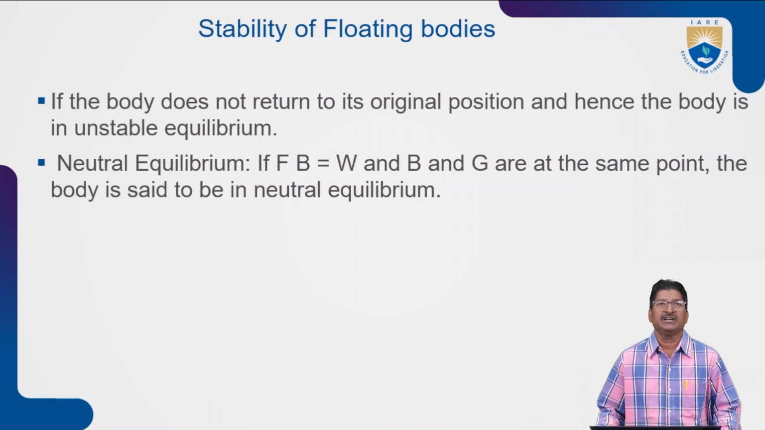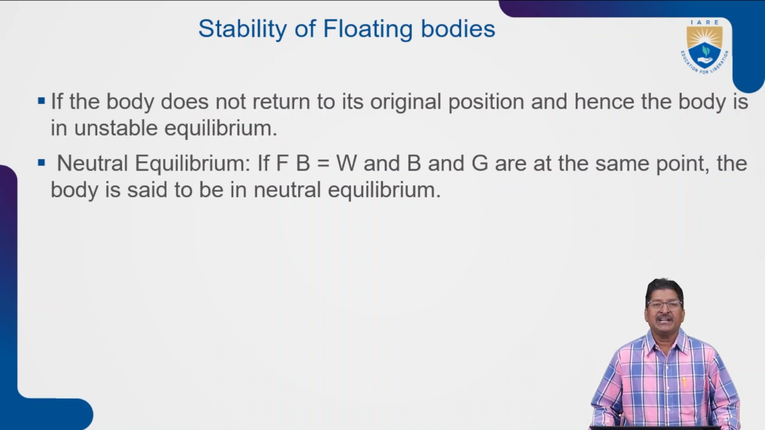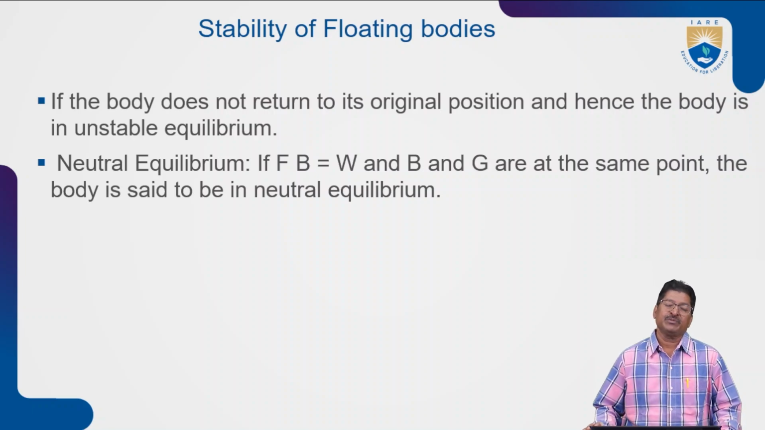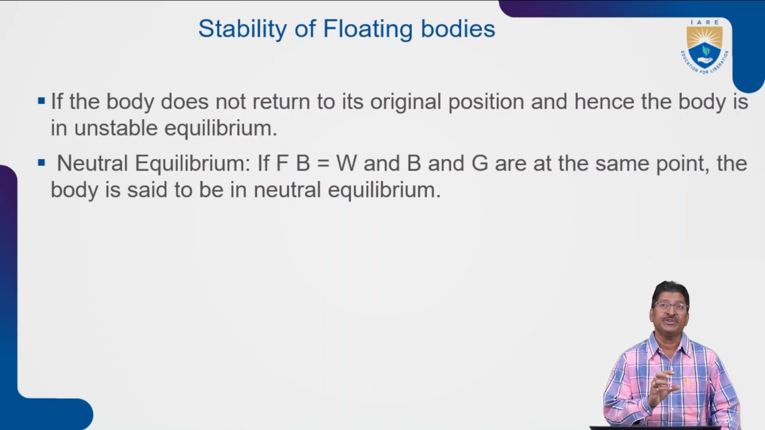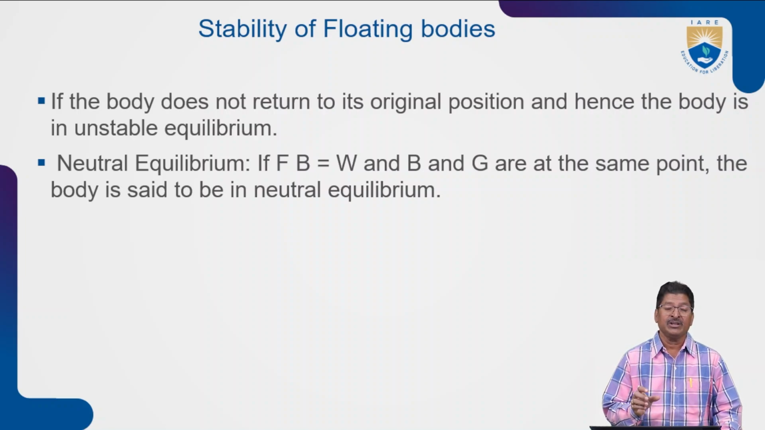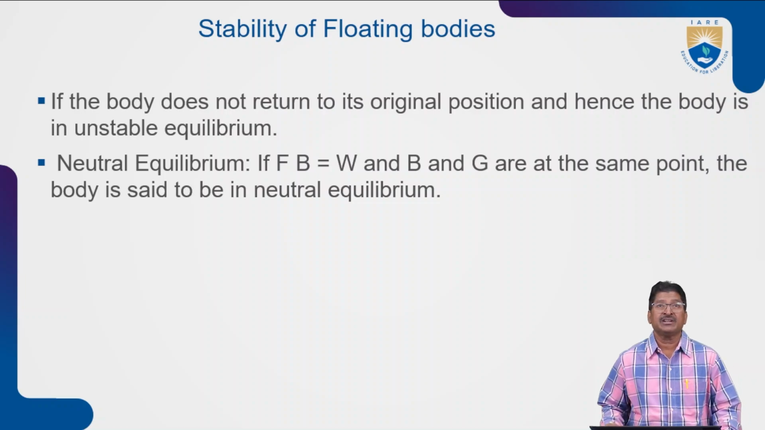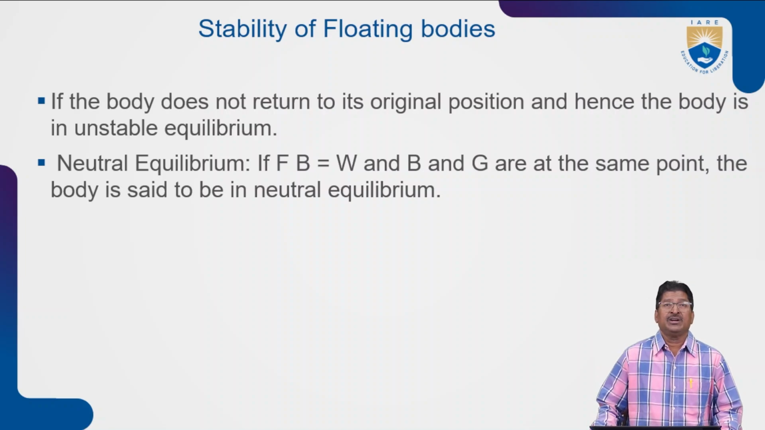Here you can see the first line. If you apply an external force, a small tilt is given to a floating object, and it again regains its original position, then it is called a stable one. If it does not regain its original position, that is an unstable equilibrium.